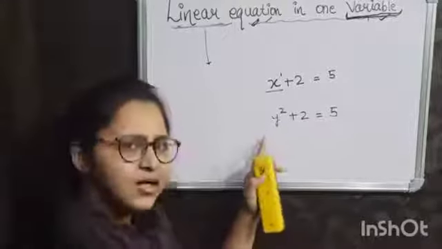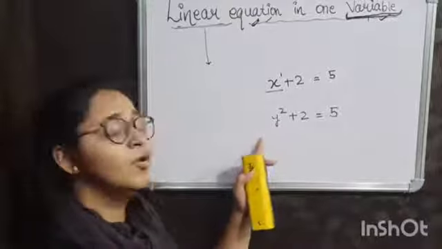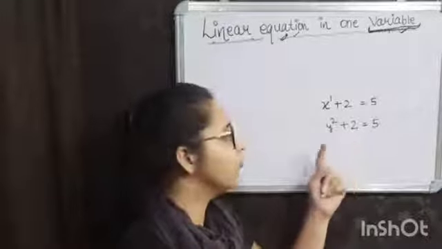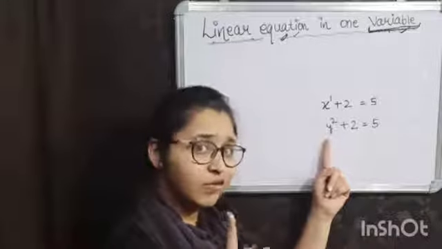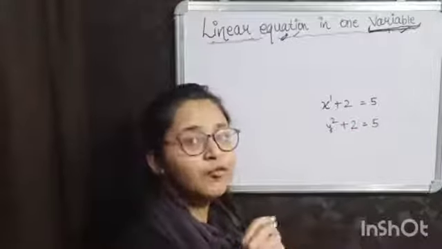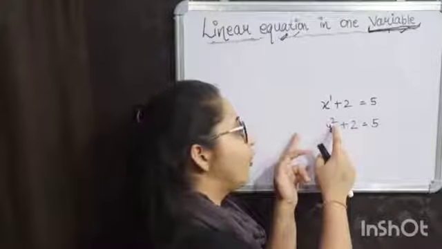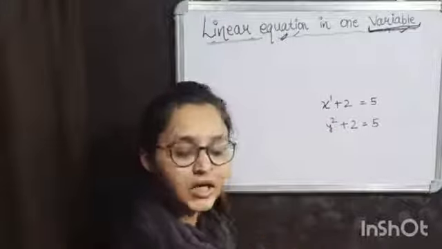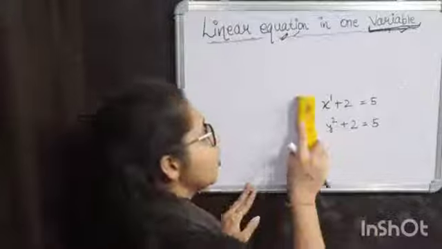Now, is this a linear equation? No. Have a look. Here variable is only y, only one variable. Equal to sign is there, but is the power of your variable 1? No, power of variable is 2. So it is not a linear equation.